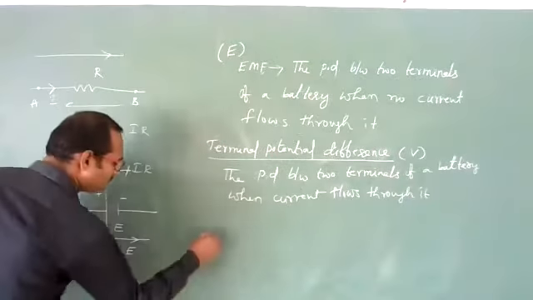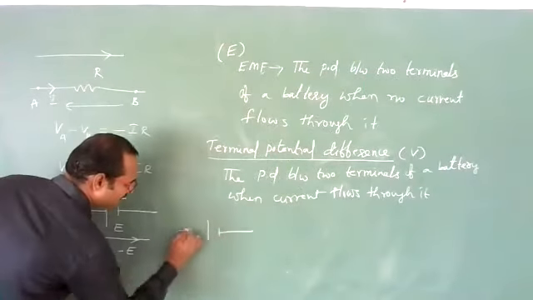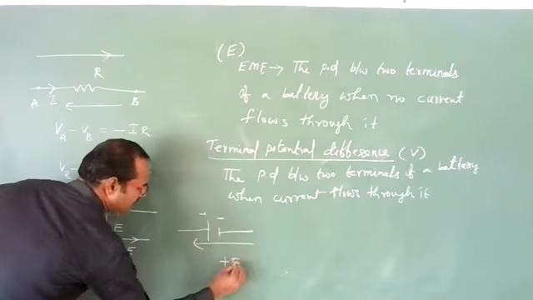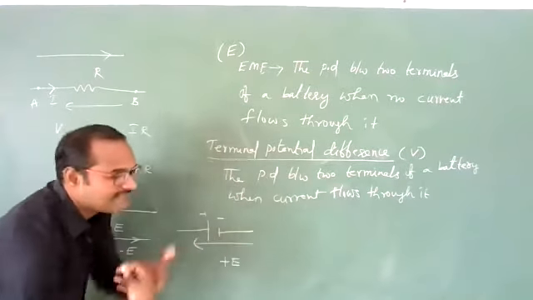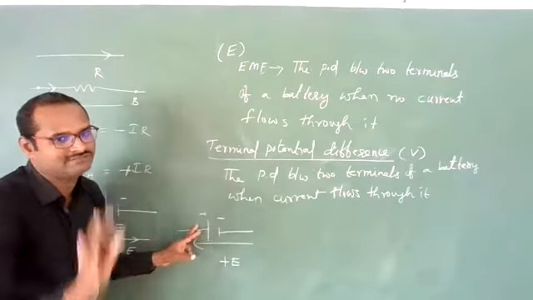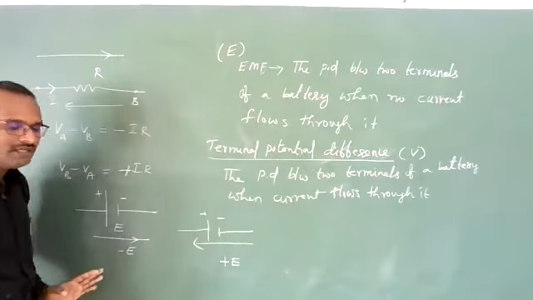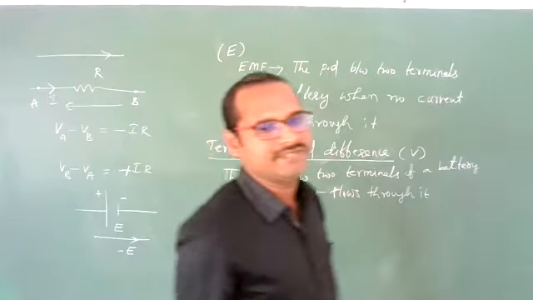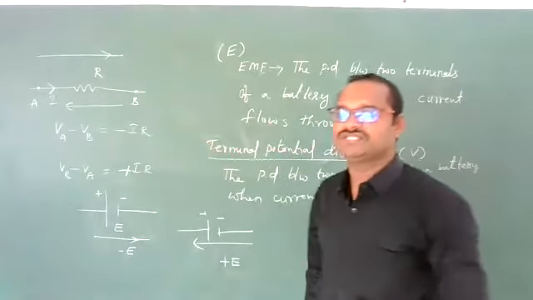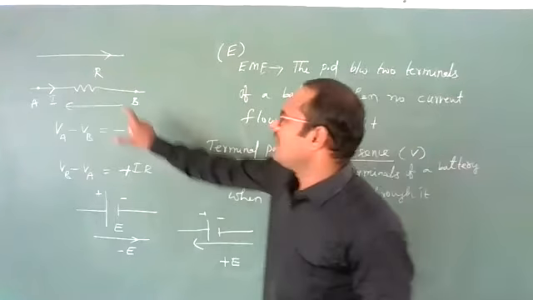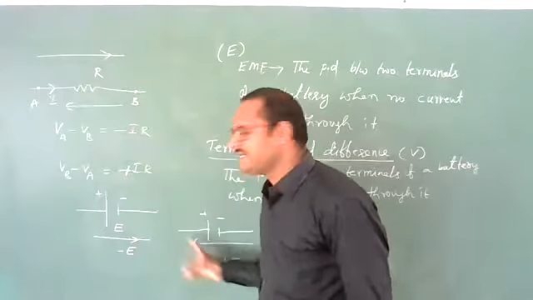Whereas if you move from negative terminal to positive terminal, like this, then plus EMF we should write, because the charged particle will gain energy when it crosses the battery from negative terminal to positive terminal. Just now I have explained. These 4 points you must remember. Again, one more time I will explain this when we are discussing Kirchhoff laws. What are the 4 points? About resistor 2 points, about battery 2 points.